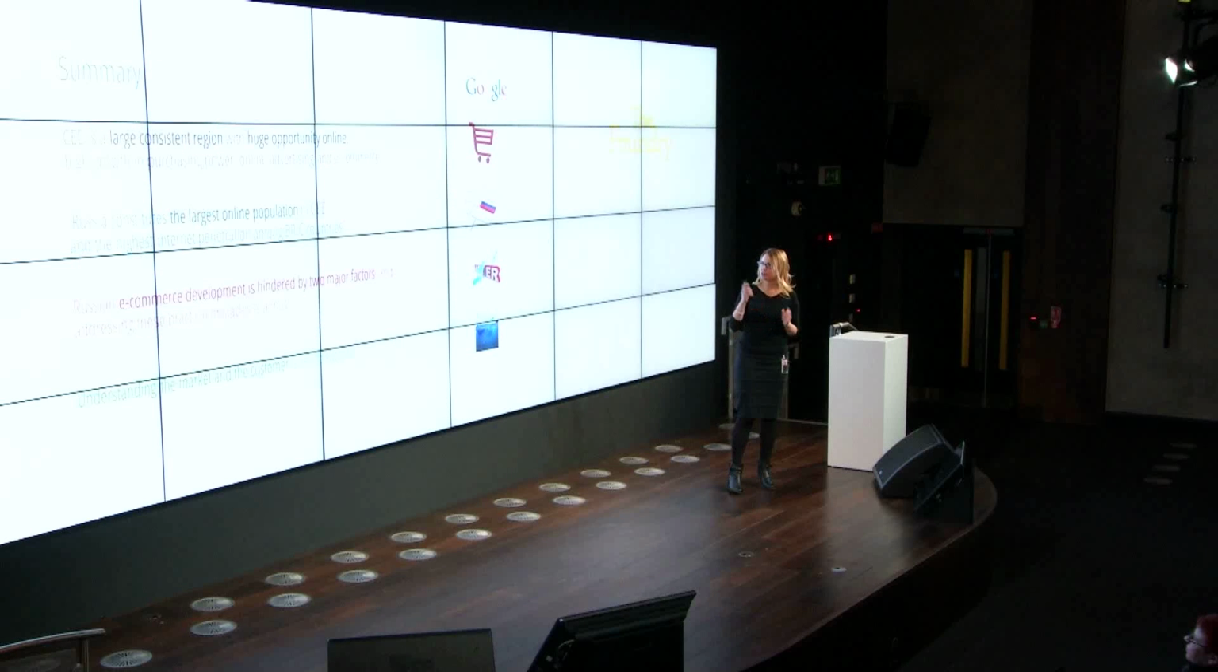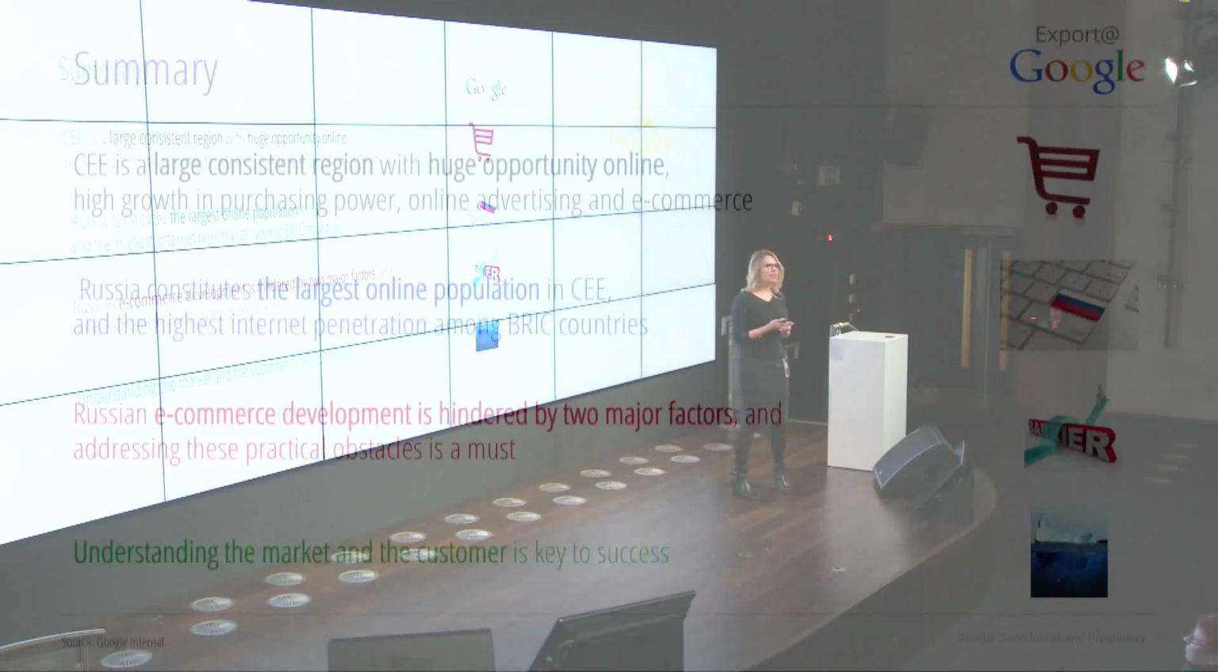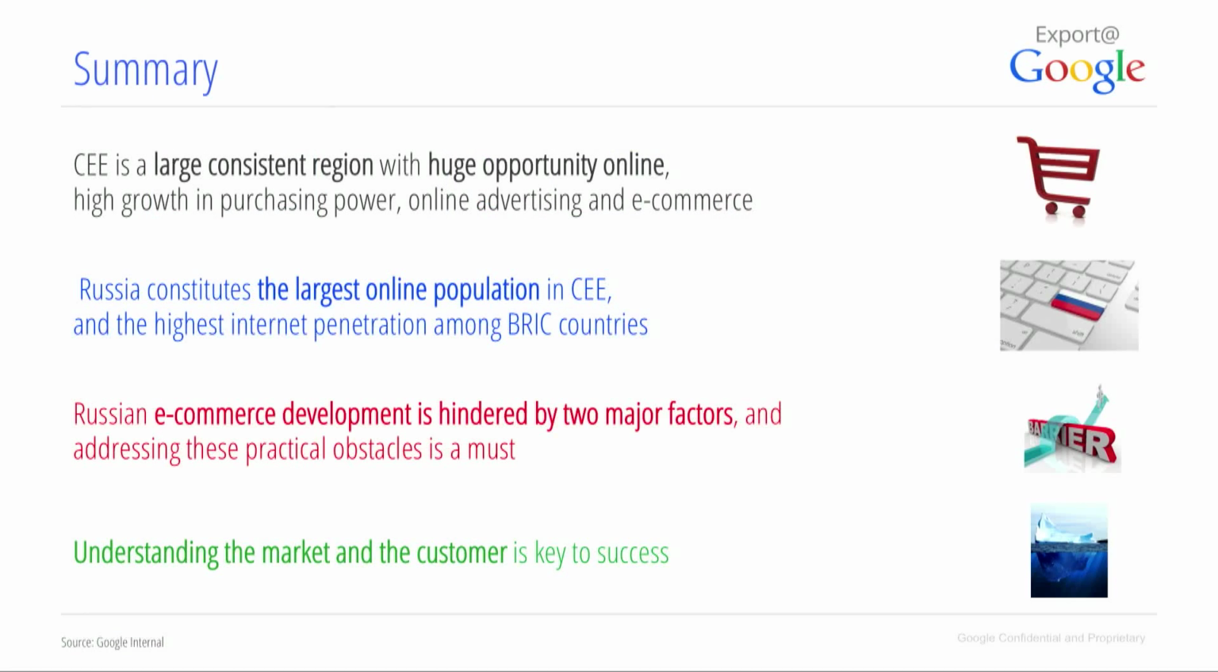All right, so going to the summary, what I really want you to remember from this session is that Central and Eastern Europe is a huge opportunity. It's basically matching Western Europe in terms of online penetration. There is a set of countries that are still very poor and developing, and there is a set of countries that have already caught up. So depending on where you want to go, there might be endless opportunities there. Russia is the largest online population in Eastern Europe and also the second largest among the BRIC countries.